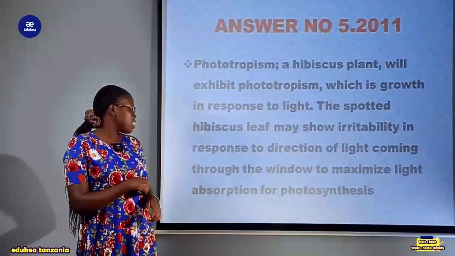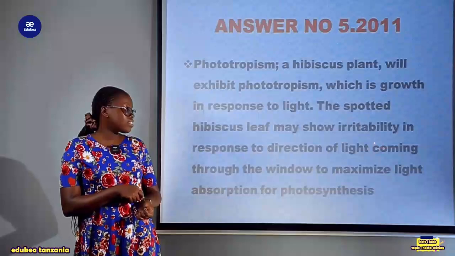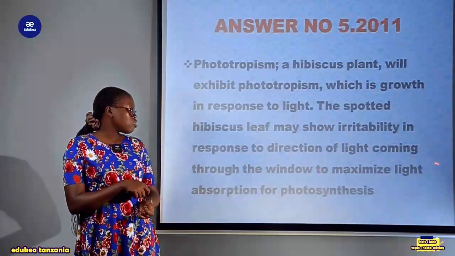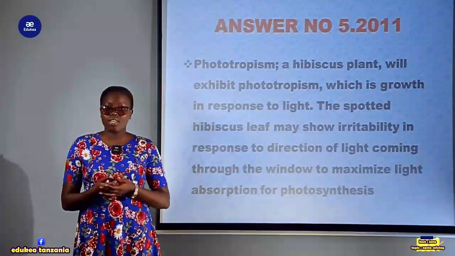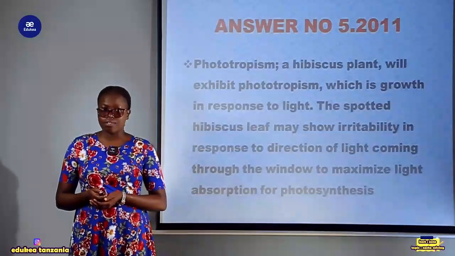So the potted hibiscus leaf may show irritability in response to the direction of the light coming through the window, to maximize the absorption of sunlight for photosynthesis.